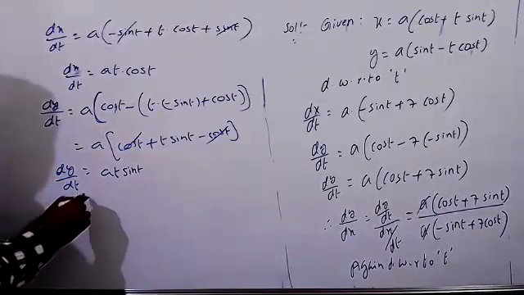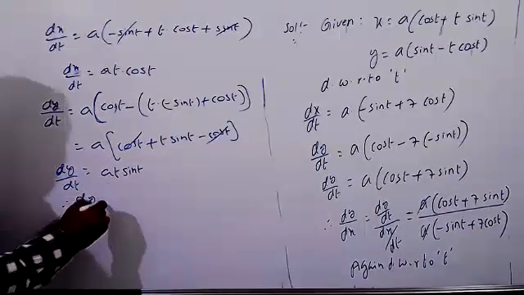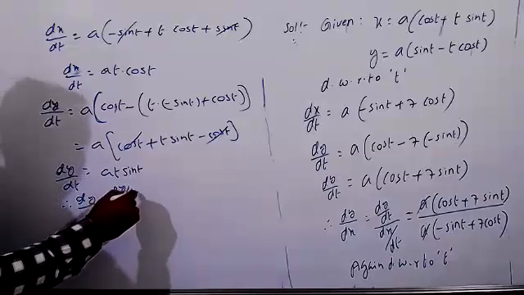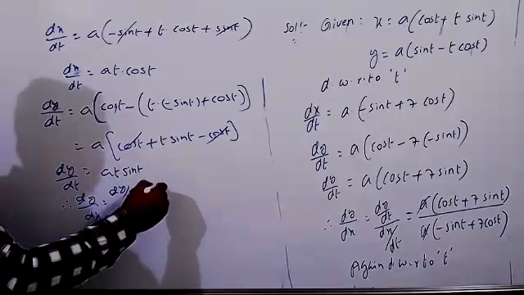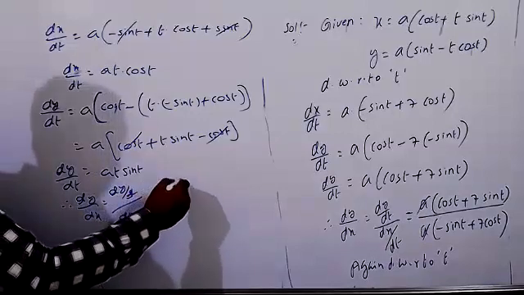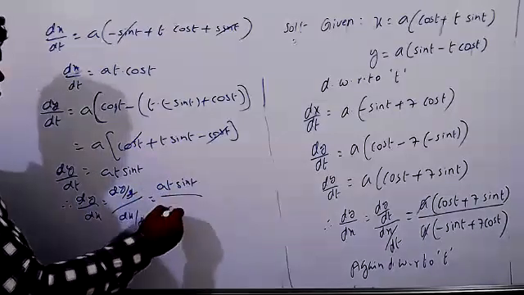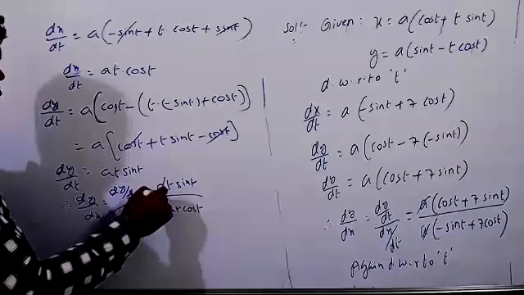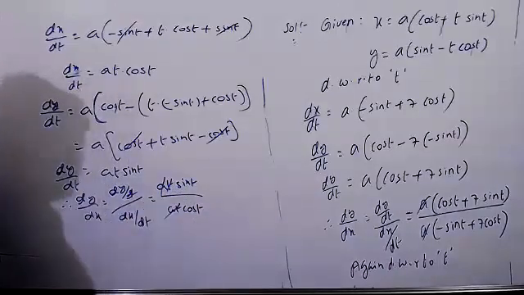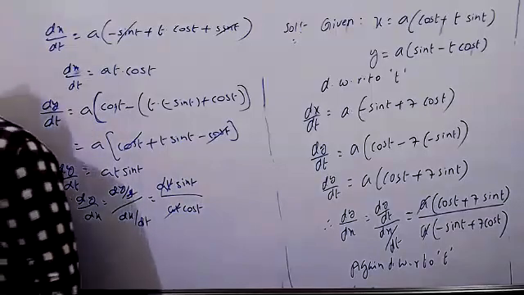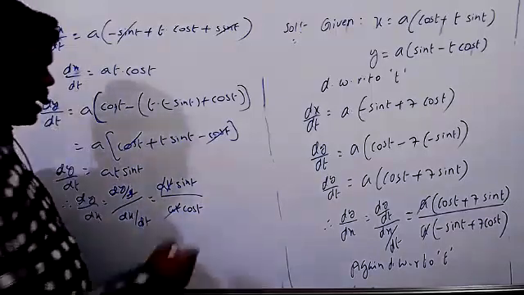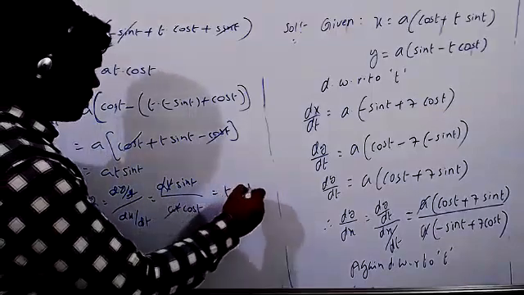Therefore, dy by dx equals dy by dt whole by dx by dt. So we got dy by dt as at into sin t, whole by at into cos t. At will be cancelled. But sin t by cos t you can write as tan t. The value of tan t now.